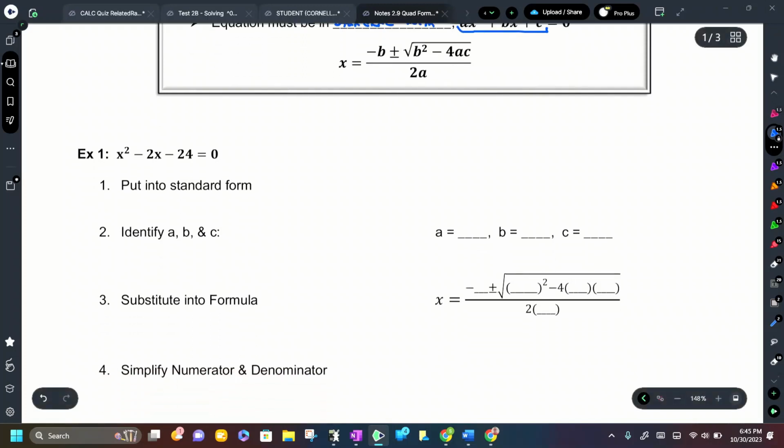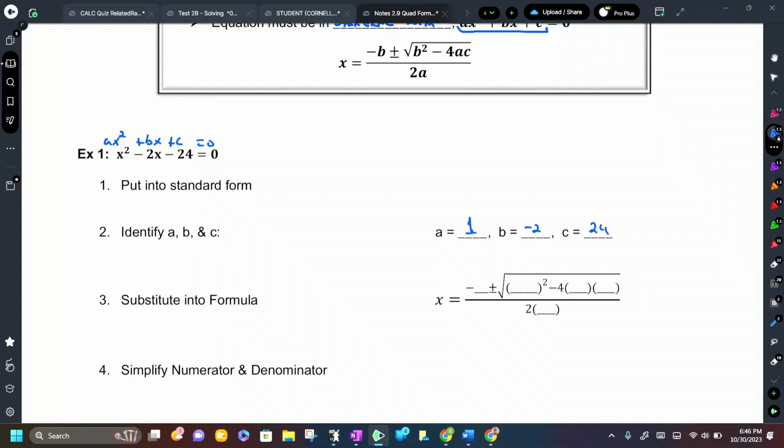And let's do this. Our first step is we want to put this function in standard form. This is in standard form, so we don't have to worry about that. We want to identify a, b, and c. And just think, if this is in standard form, this would be ax squared plus bx plus c, that's equal to 0. So we're just comparing. There's nothing in front of my x, so I know that my a value is 1. My b value is a negative 2. You can see that. And my c value is 24.